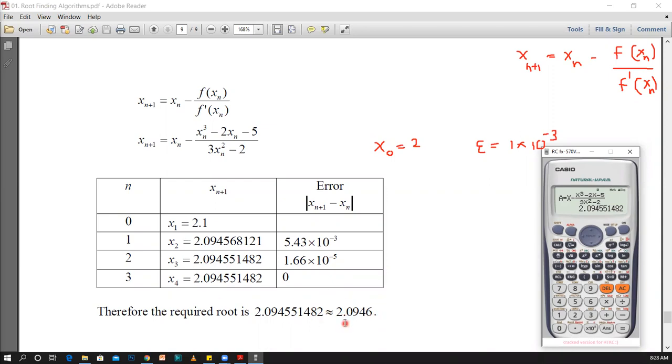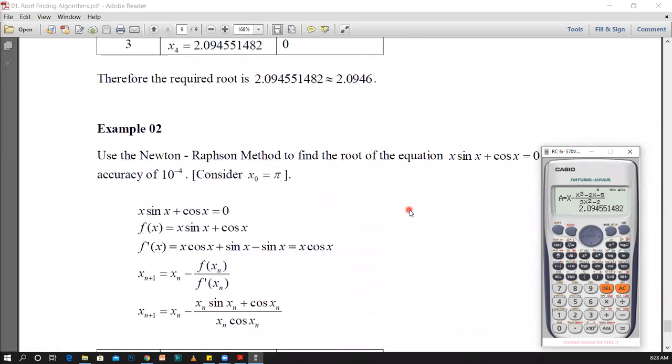Therefore, I have obtained the value as 2.0946. This is how we use the Newton-Raphson method to fine-tune the answers obtained using the interval bisection method or the fixed-point iteration method. And I will discuss one more example for this.